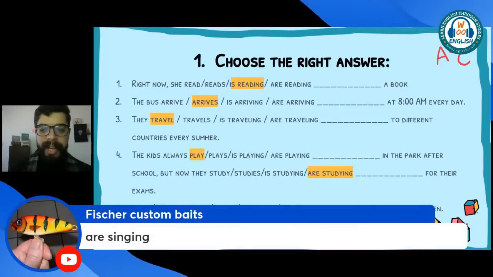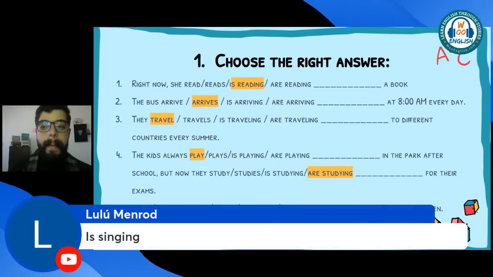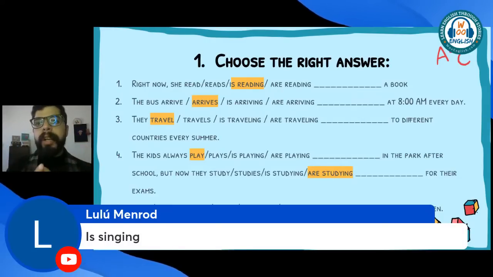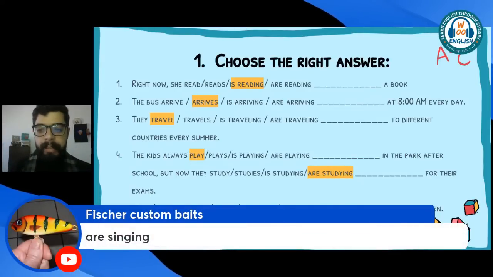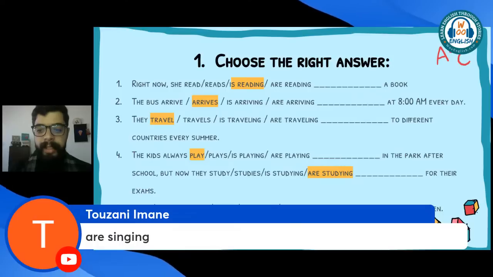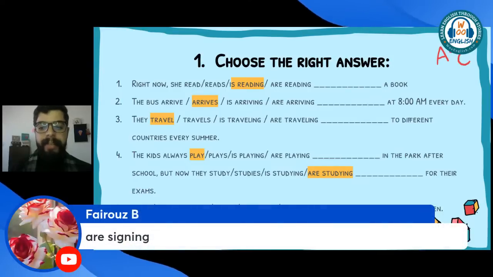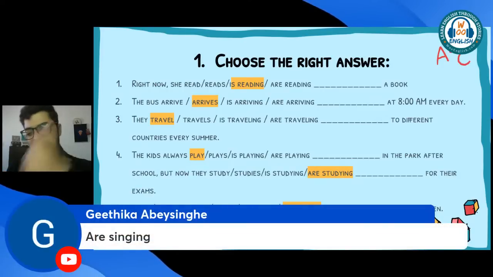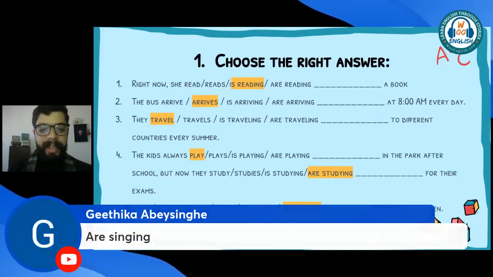My friend Jan says "are singing." Lulu, the tense is correct, but for birds we have a plural, so we cannot say "the birds is." We should say "the birds are" if you want to use that. Jan the man says "are," and Iman says "are." Feiruz also says "are singing." Okay, let's reveal. Indeed, you guys. Okay, Getika, perfect, "are singing."